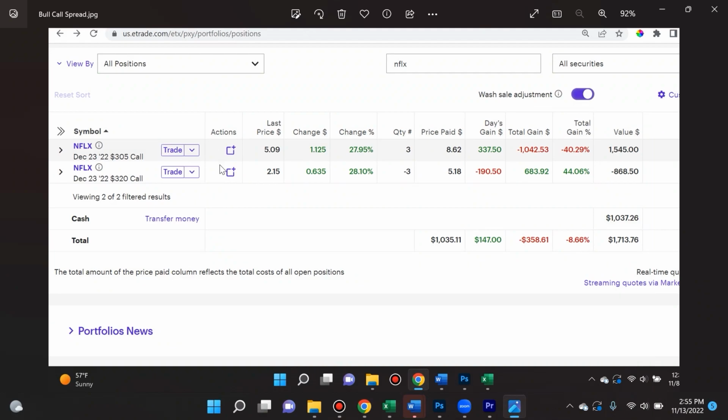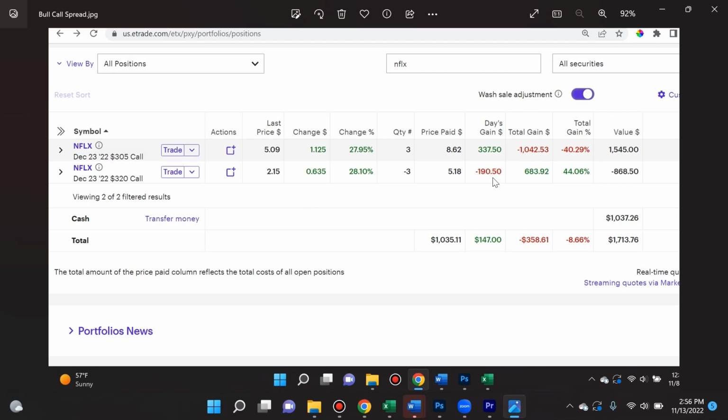Okay, so this was a type of debit vertical spread called a bull call spread. So take a look at exactly what I did here. I went ahead and bought a call option expiring December 23rd, 2022 at a strike price of $305. This was an out of the money call option. And at the same time, I sold a call option also expiring December 23rd, 2022, but this time with a much higher strike price, $320 strike price. And so about a day later, this is what my position looked like.